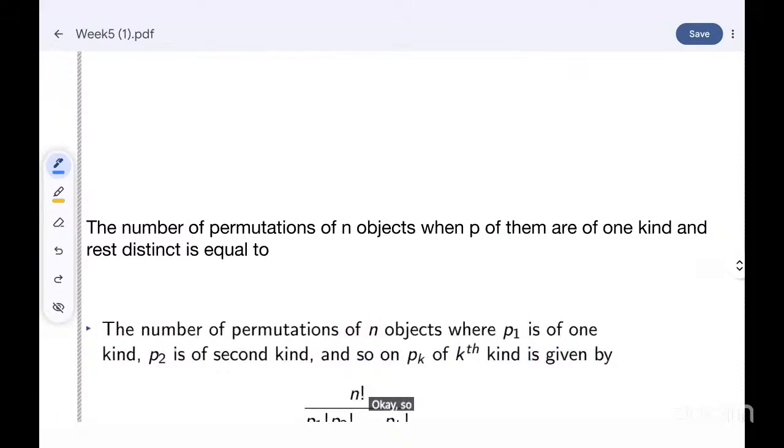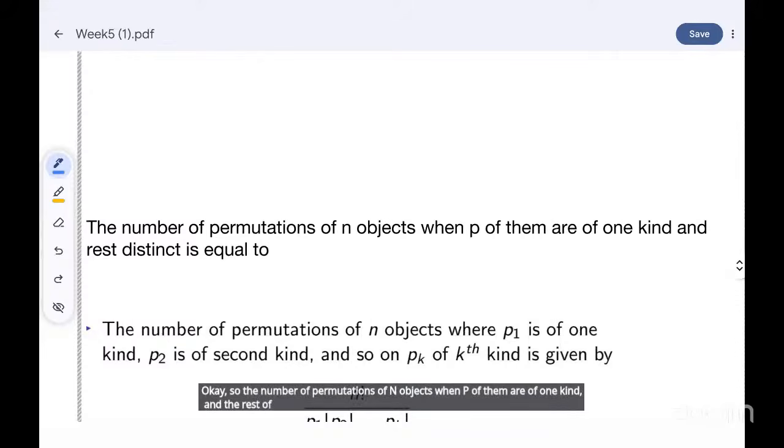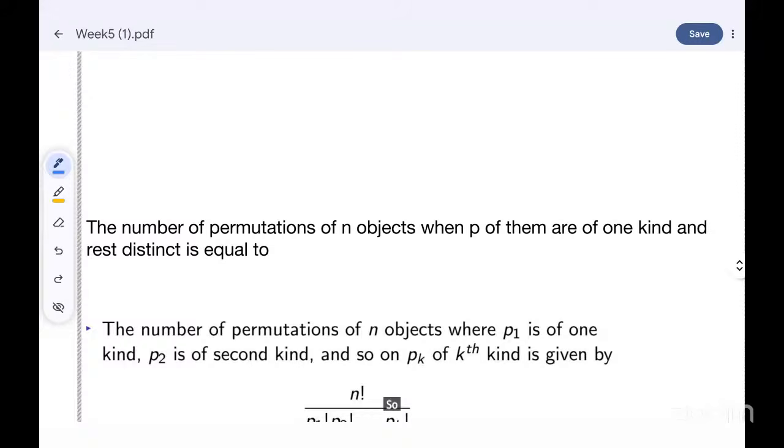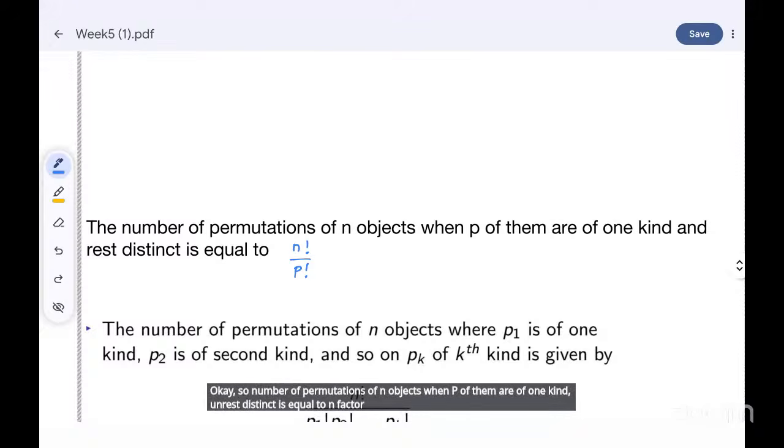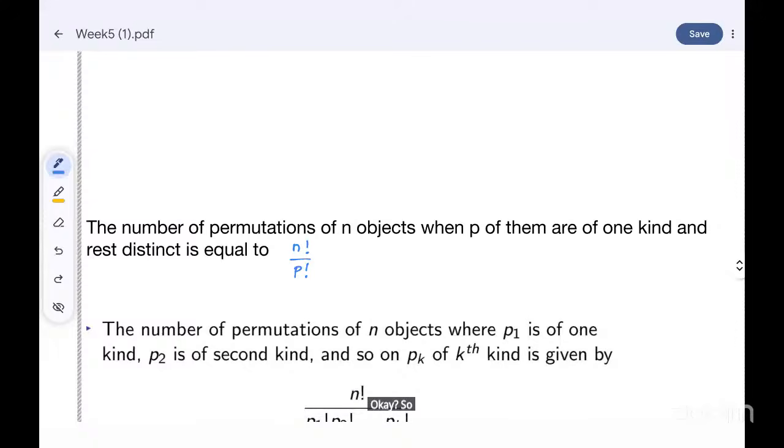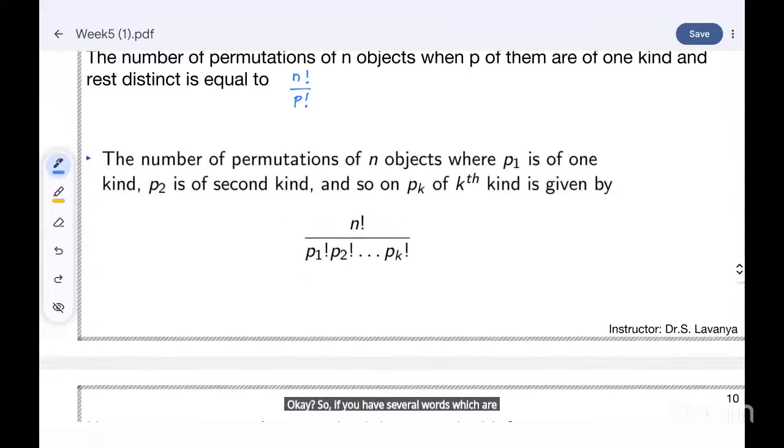Okay, so the number of permutations of n objects when p of them are of one kind and the rest distinct is equal to n factorial by p factorial. Clear, right? So if you have several letters which are repeating, then this is the formula you will use. So far everything clear?